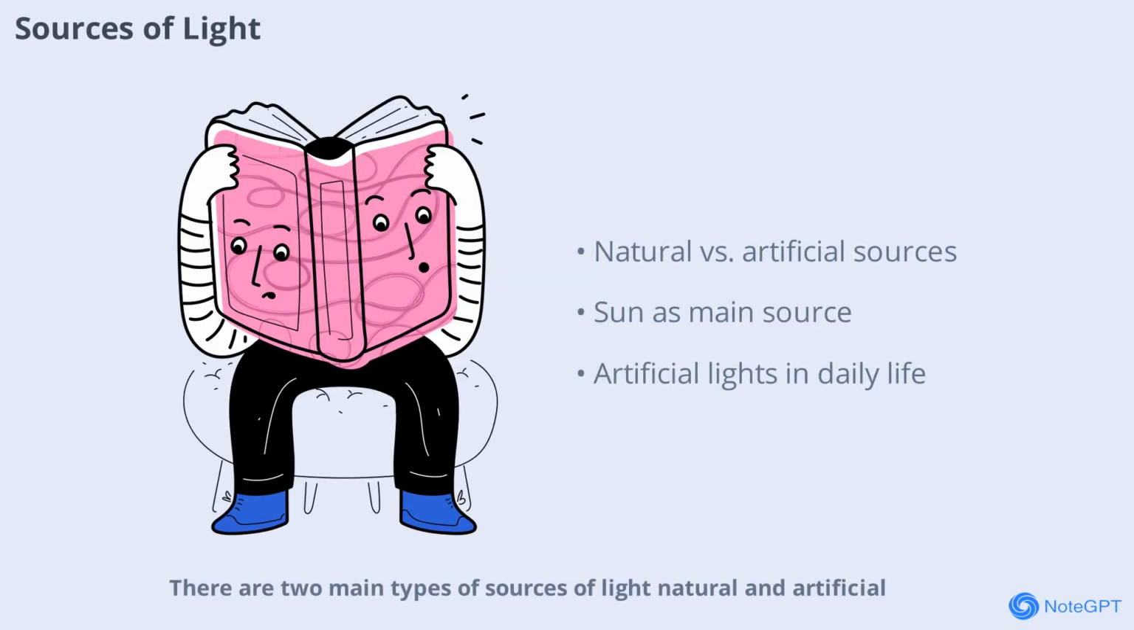There are two main types of sources of light: natural and artificial. The sun is our primary natural source, providing daylight and enabling life on Earth. Artificial sources include bulbs, LEDs, and candles, which we use daily. Understanding the difference between these sources helps us appreciate how light is produced and controlled. Each source has its own characteristics, such as brightness and color, which affect how we use them in different situations.